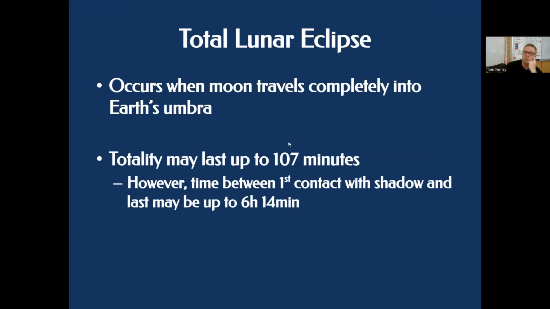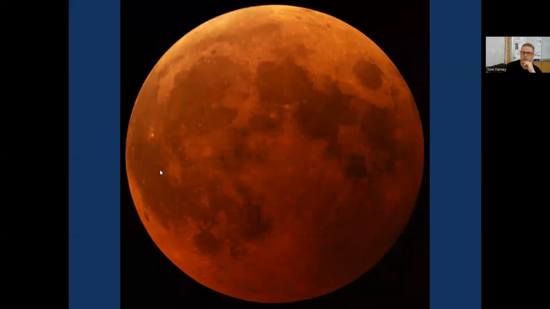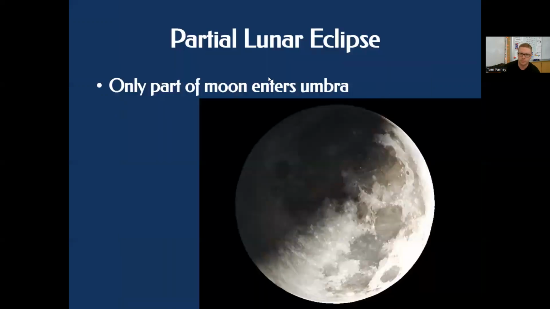So the total lunar eclipse generally only lasts a little less than 2 hours, and we get this deep red blood moon thing going on here. Very cool colors associated with this.